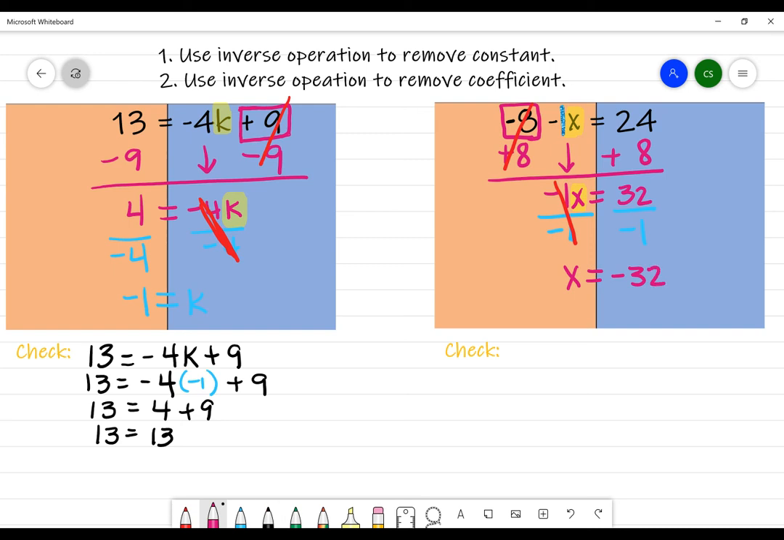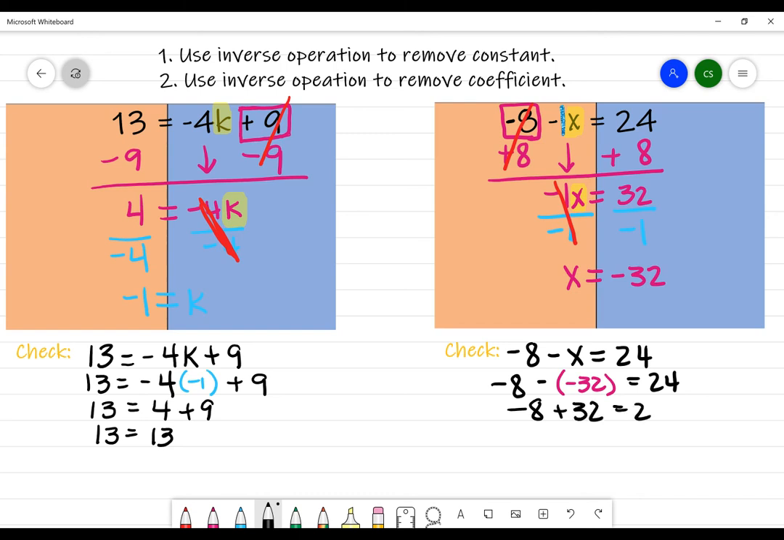So let's check ourselves. The equation was negative 8 minus x is equal to 24. Well, we said that x was equal to negative 32. Notice I didn't change my minus sign. All I did was take out x and put what it was worth. So negative times a negative 32 gives me a positive 32. And negative 8 plus 32 gives me 24. And yes, 24 is equal to 24.